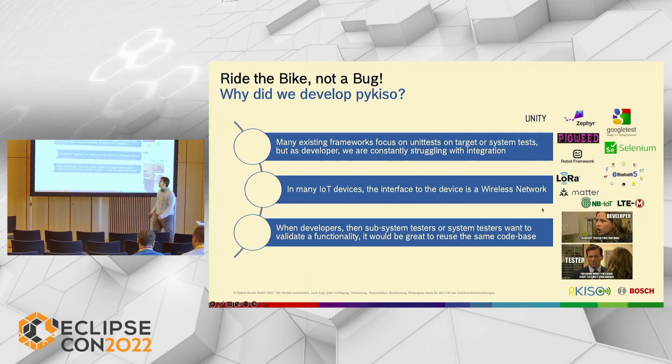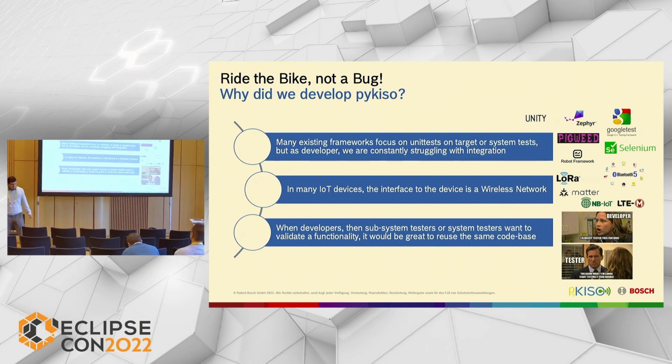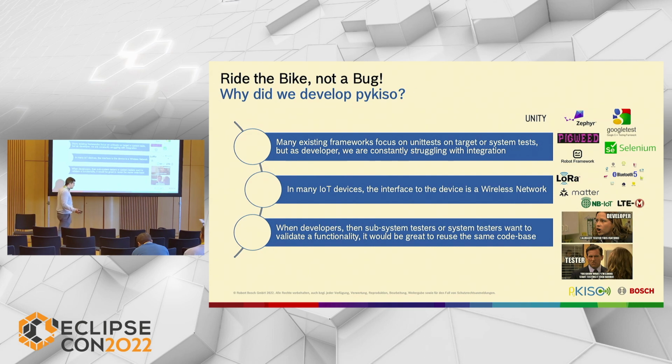Works. So why did we develop PyKiso? At the beginning, 2 years ago, we were trying to find out which framework we could use to enable the developers to test the new generation of e-bikes. When we scanned basically all the frameworks available, we realized there are only some to do unit tests on target. We can name Unity or Zephyr or Pigweed from Google, or full black box system test. For example, we use Selenium or sometimes Robot Framework.